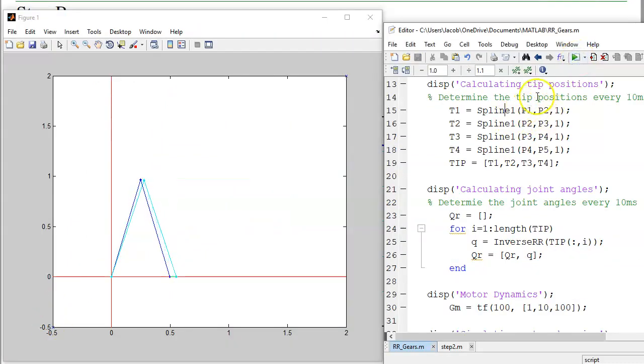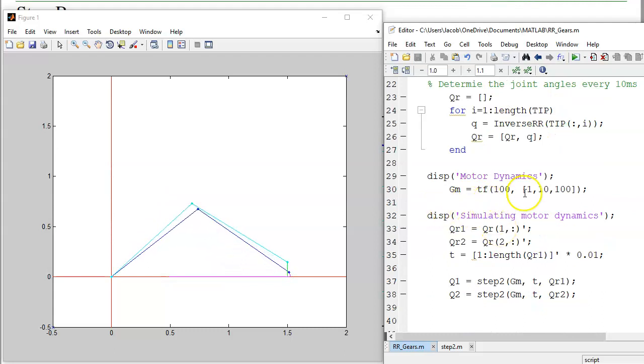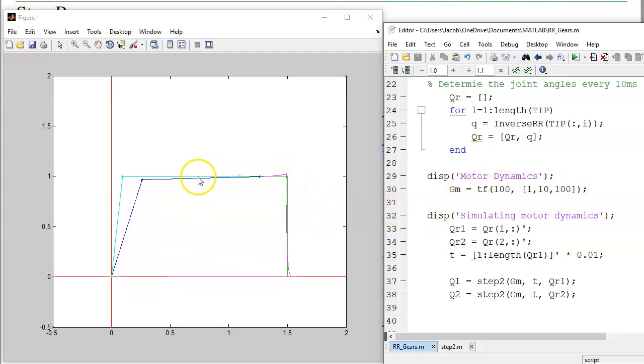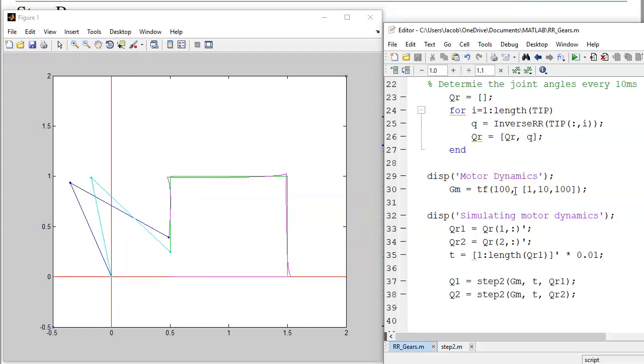Here, this is the simulation, RR gears. I'm going to trace out a square. That's with a spline curve to define where the robot's supposed to be. Then here's the motor dynamics. This would be 100 over s squared plus 10s plus 100. What that does is the motor angle, the dark blue line, lags behind the actual angle by this transfer function, and that's the transfer function of the motor. This assumes I've got gearing so that the robot dynamics really don't matter relative to the motor.